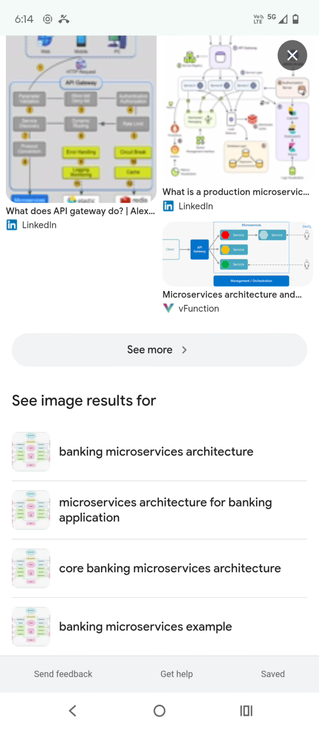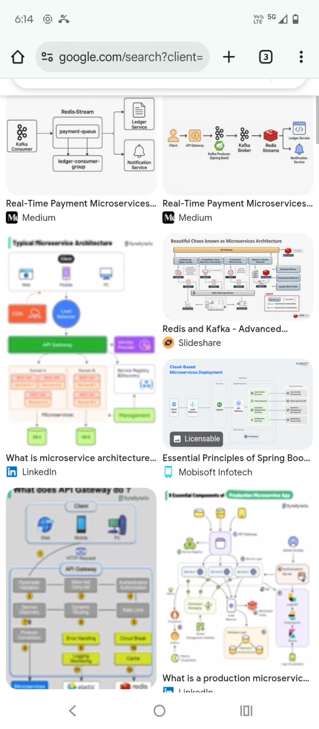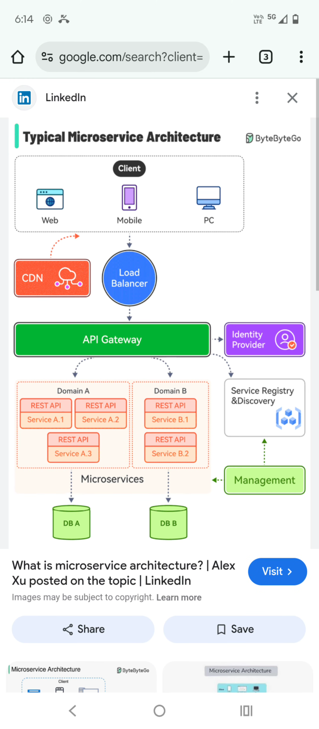And another thing is, okay, let me go through if there is any other. Okay, you can see here. Okay, this is the best. You can see the clear architecture here. Typical microservice architecture. First, we are getting data from clients, and the load balancer will be integrated with the API gateway. It will route your request to different services based on the load of the request. And some requests can go to domain A. So domain A is having three services. Domain B is having two services.